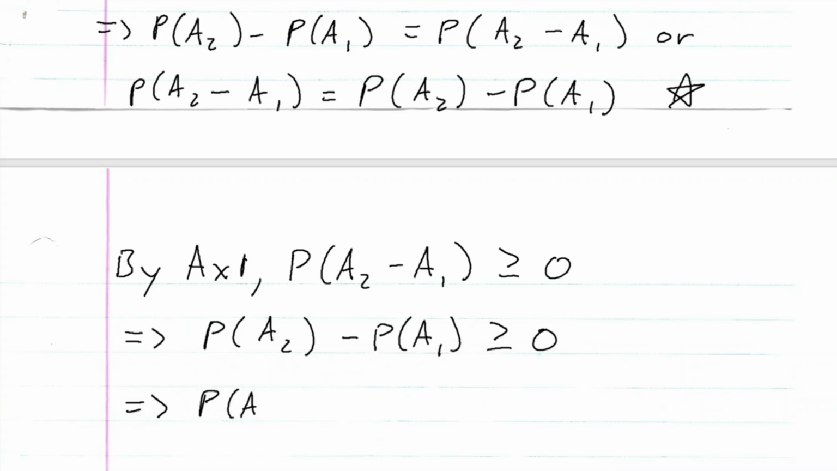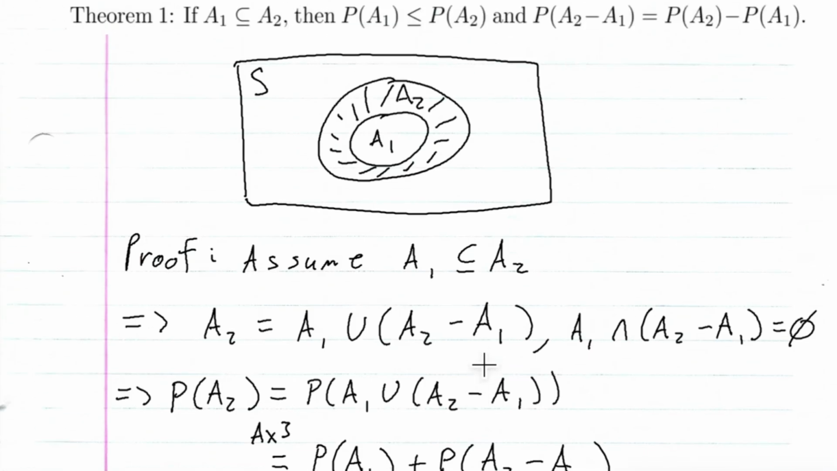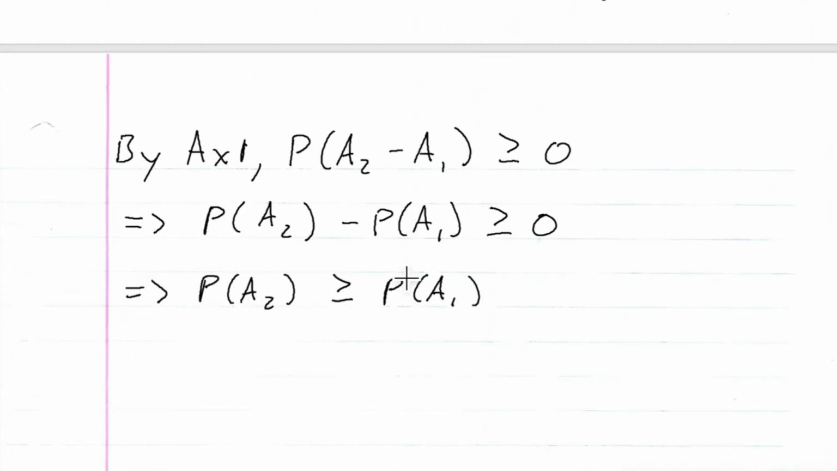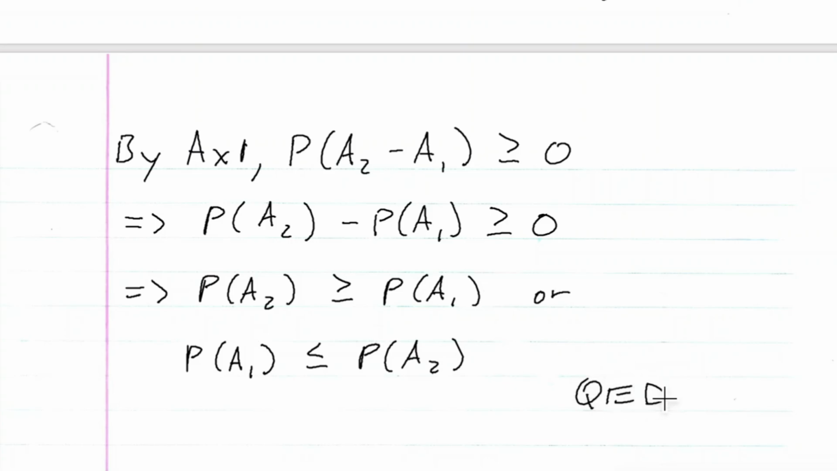If I add the probability of A sub 1 to both sides, this gives me that the probability of A sub 2 is bigger than or equal to the probability of A sub 1, which is exactly what I wanted to show. Of course, I can rewrite it exactly like in the theorem: the probability of A sub 1 is less than or equal to the probability of A sub 2. And that is our first theorem for our probability.